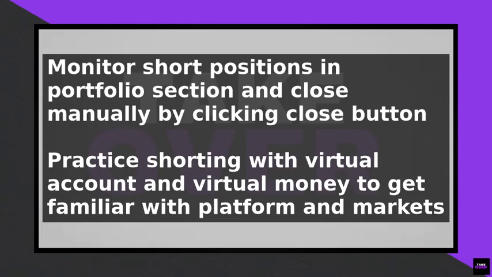By following these steps and doing your research, you can start shorting on eToro and potentially profit from falling markets.